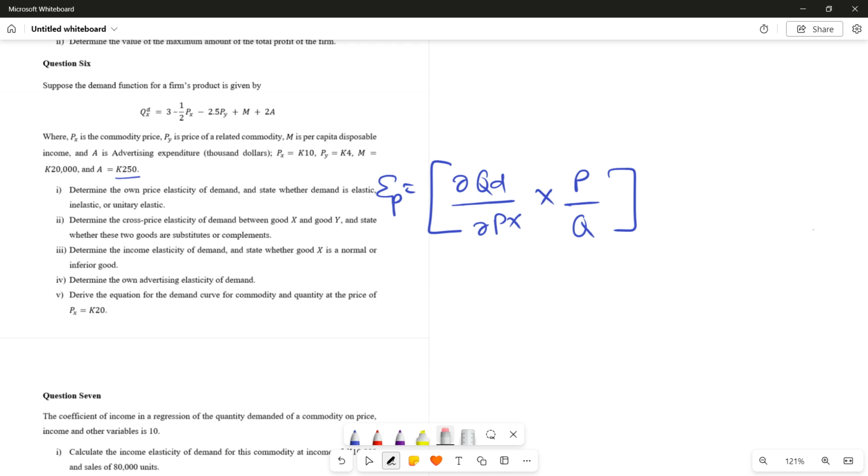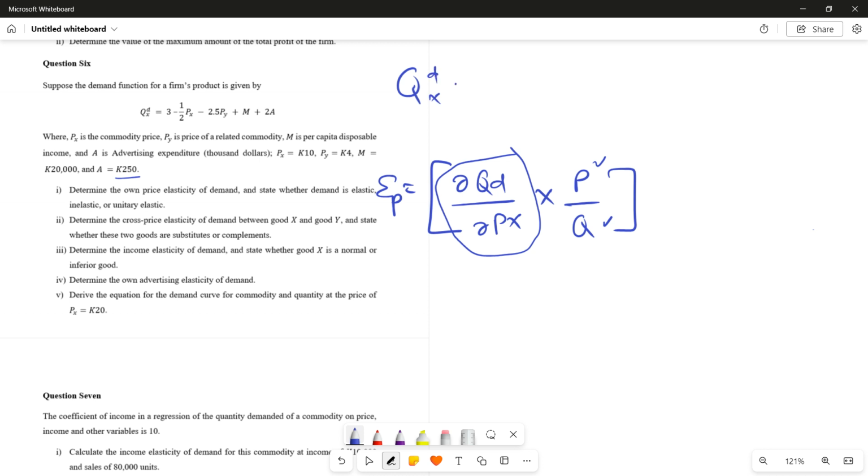So the price elasticity will be equal to the derivative of the demand function with respect to price of x, which is this part, then you multiply by the initial price and initial quantity, meaning that we need to find the initial quantity.